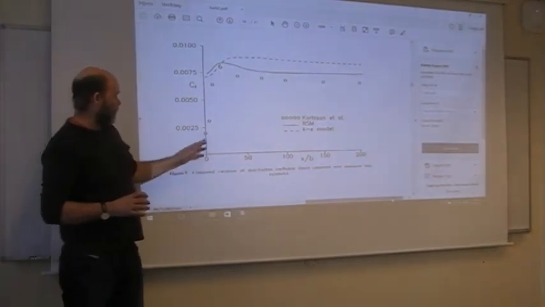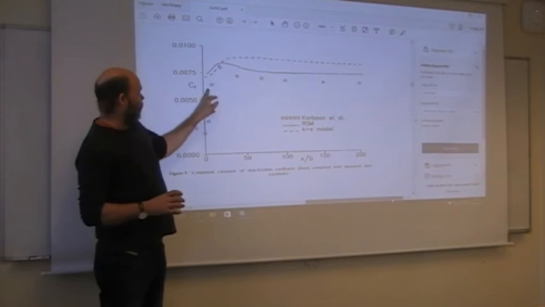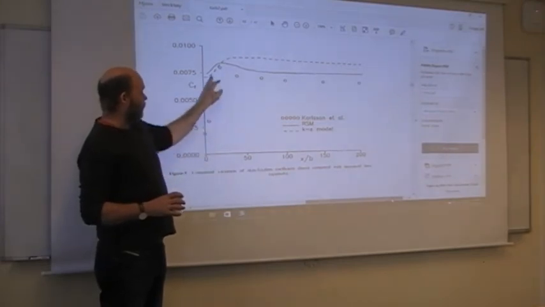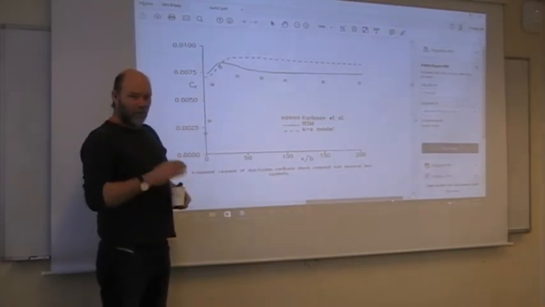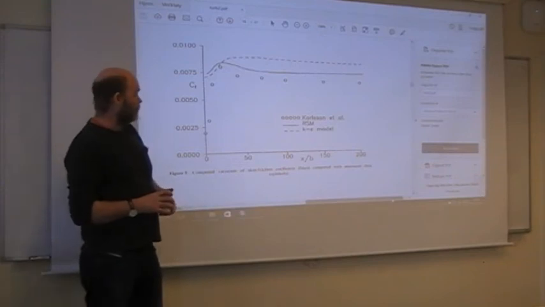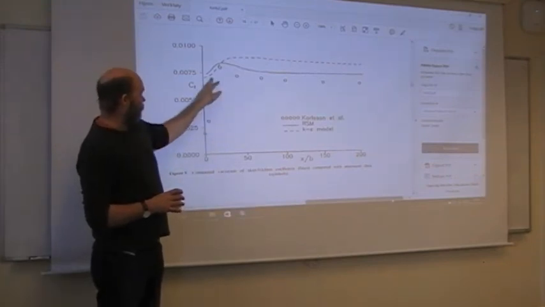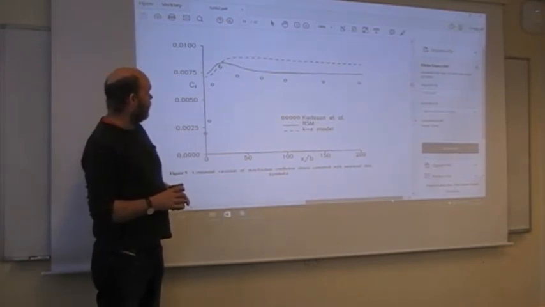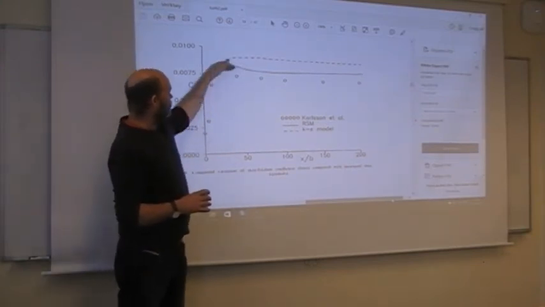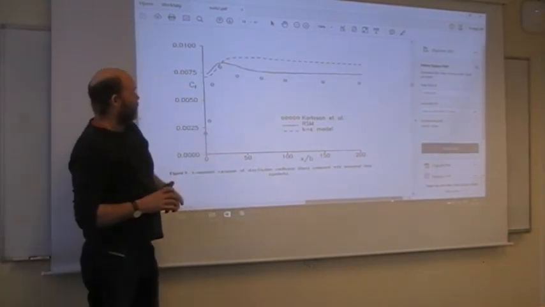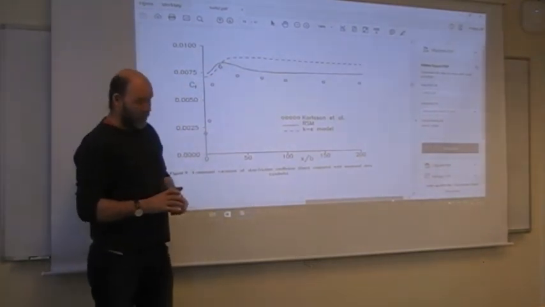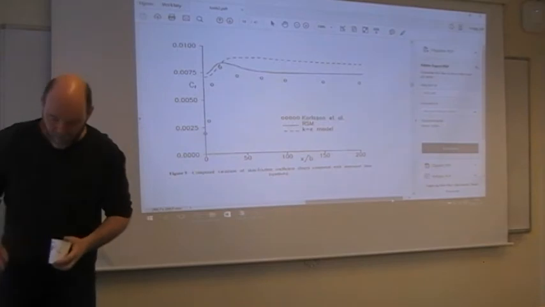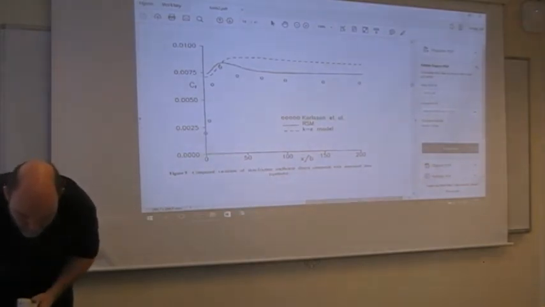The experiments here, very close to the wall, must be taken with a grain of salt. It's very hard to measure very close to a wall. So these points you should put a question mark on. But the overall behavior seems to be captured much better with the RSM than with the K epsilon model.